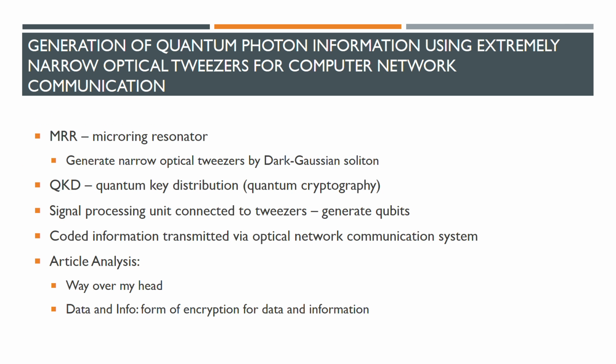The first one that I went through is a generation of quantum photon information to create narrow optical tweezers for computer network communication. They propose using a microring resonator to generate an extremely narrow optical tweezers that is generated by a dark Gaussian behavior. This dark Gaussian soliton contains a semiconductor with an add-drop multiplexer. They were using all of this for quantum key distribution in the category of quantum cryptography.